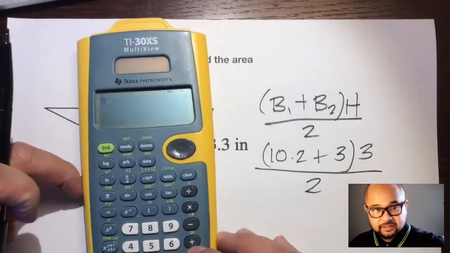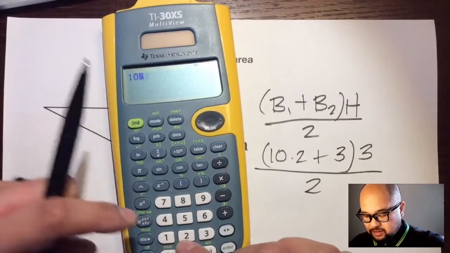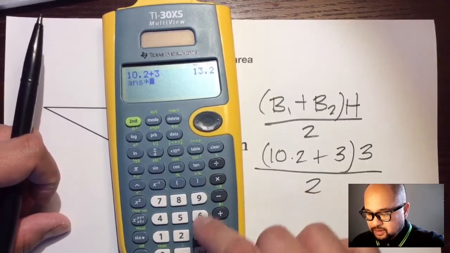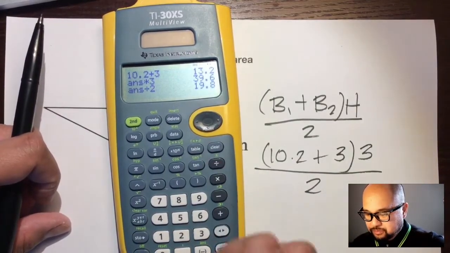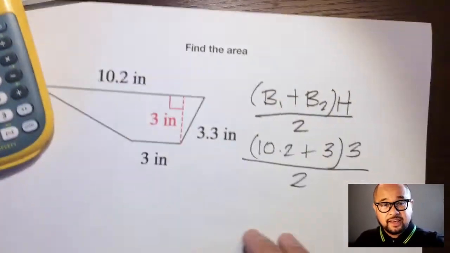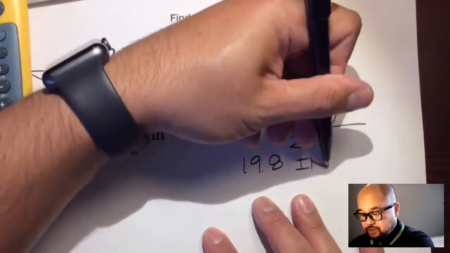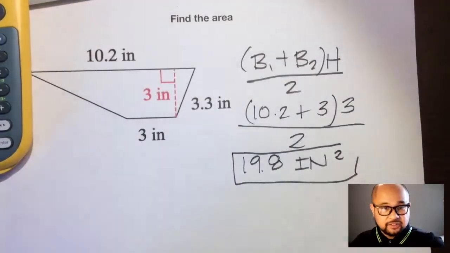Let's get our calculators. Let's start typing. Make sure you type in the correct numbers. So 10.2 plus 3, times 3, divided by 2, which is 19.8 inches squared. So there's our final answer.